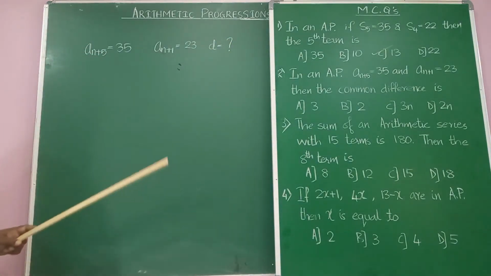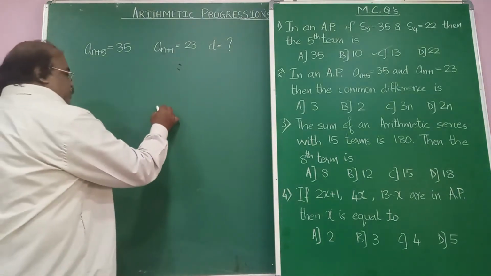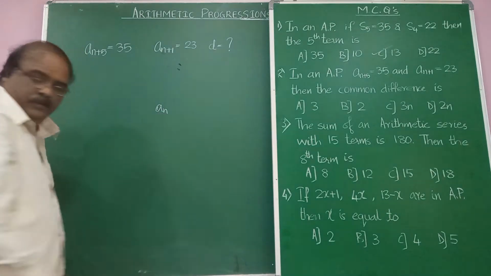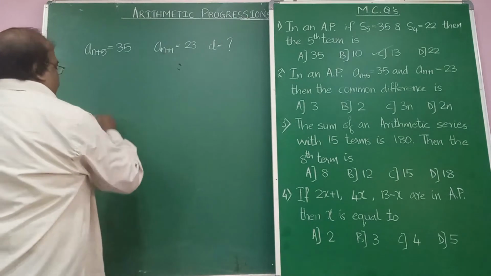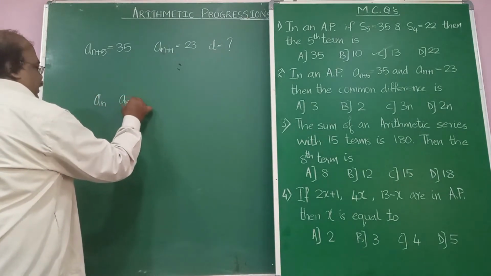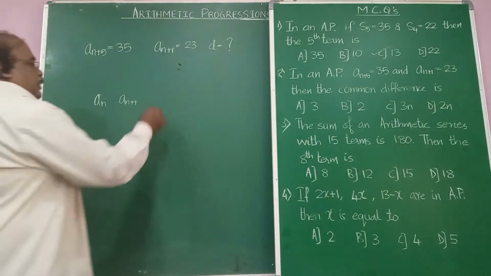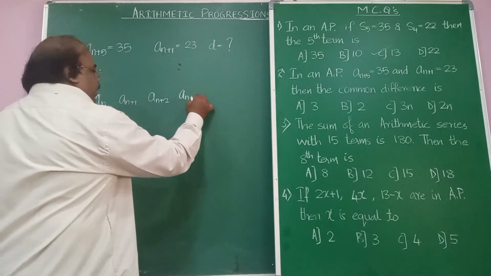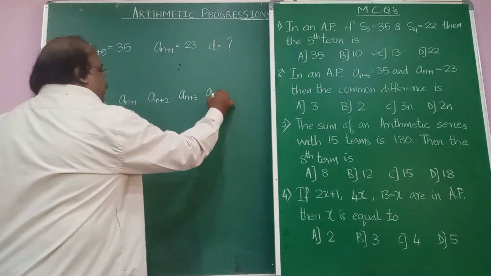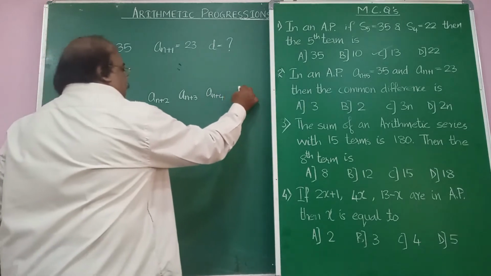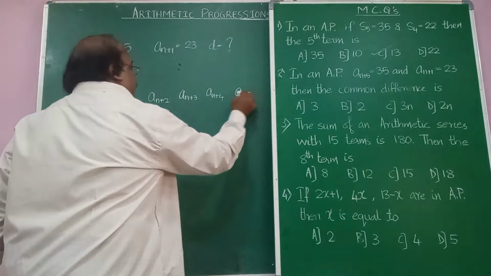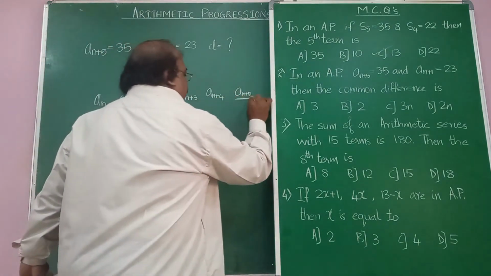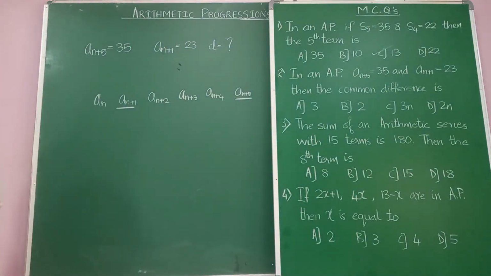Once again, how am I going to do the sum? Let us assume this term to be an. The next term would be a of n plus 1. The next term would have been a of n plus 2. The next one would have been a of n plus 3. Next term a of n plus 4. And the next term will be a of n plus 5. I know the value of a of n plus 1. I know the value of a of n plus 5.